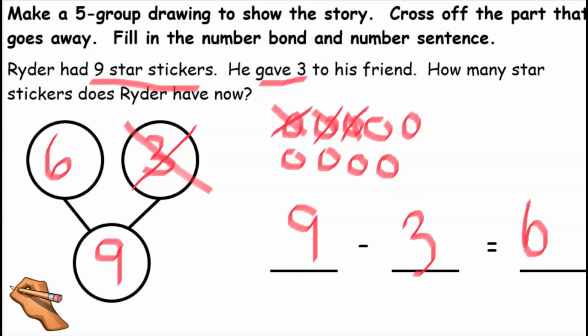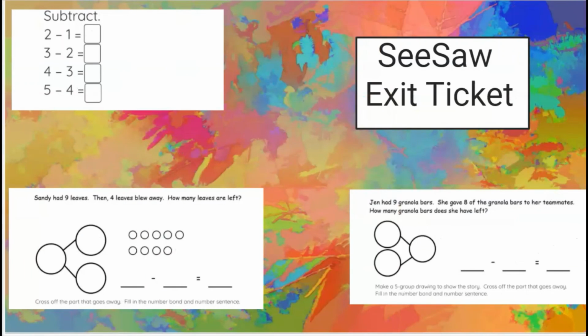He has 6 left. Today in Seesaw, you are going to continue to decompose 9 using subtraction in those 5 group drawings, and you're going to have a little bit of practice with subtraction sentences. Until next time, bye, Kipsters.